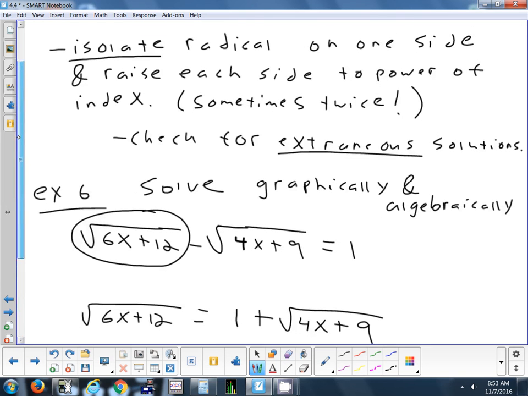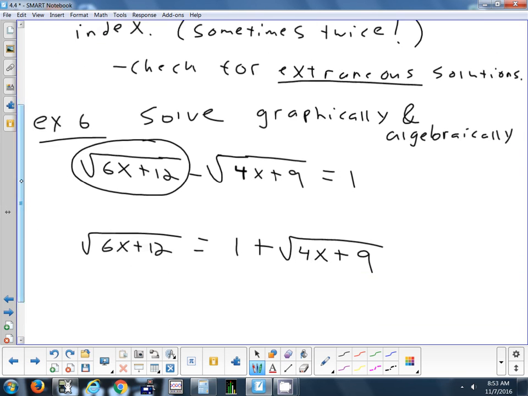And now, raise each side to the power that was the index. Okay, there's no index written here, so what kind of root is that? It's a square root. So what am I going to do to both sides? I'm going to square them. Now, I'm not saying you square terms. You have to square the entire side. So that means you have to take this and square it, and this and square it, which ends up leading to FOIL, double distributive property. You cannot square the terms. You have to square the whole thing.